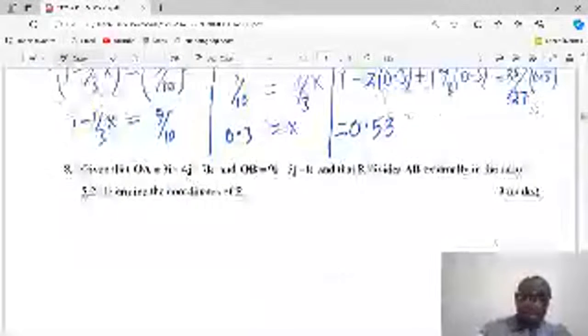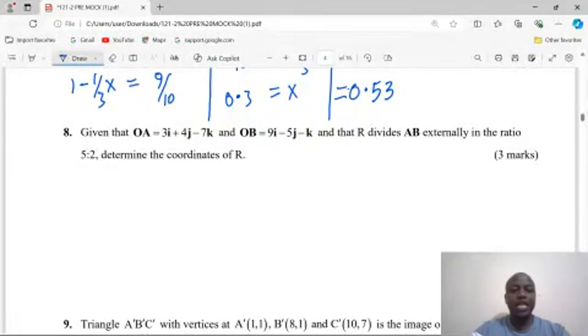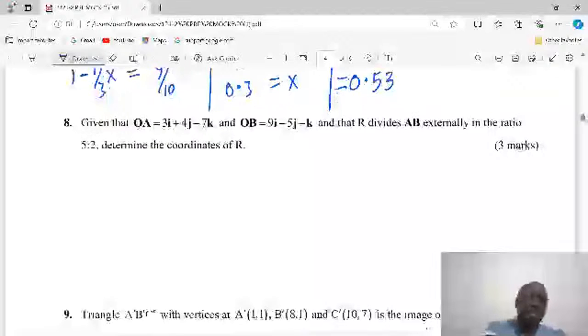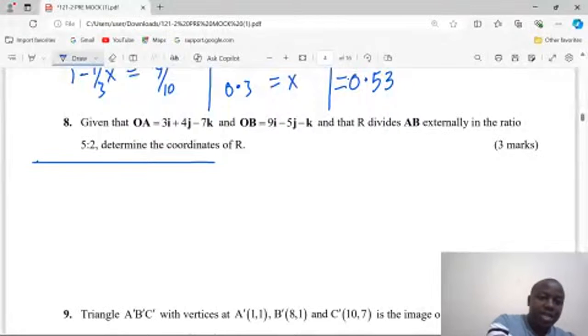Number 8, given that vector OA equals 3i plus 4j minus 7k, and vector OB equals 9i minus 5j minus k, and that R divides AB externally in the ratio 5:2, determine the coordinates of R. This is a proportional division of a line, and for this case, external division. Allow me to sketch these points. They are, of course, collinear. Now we are having the first point A.